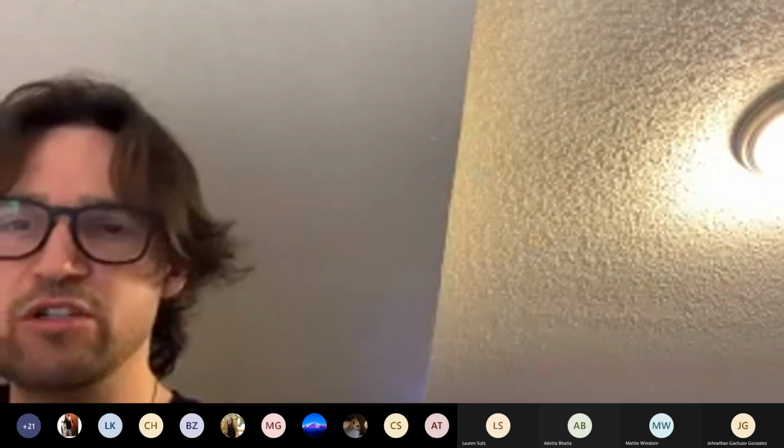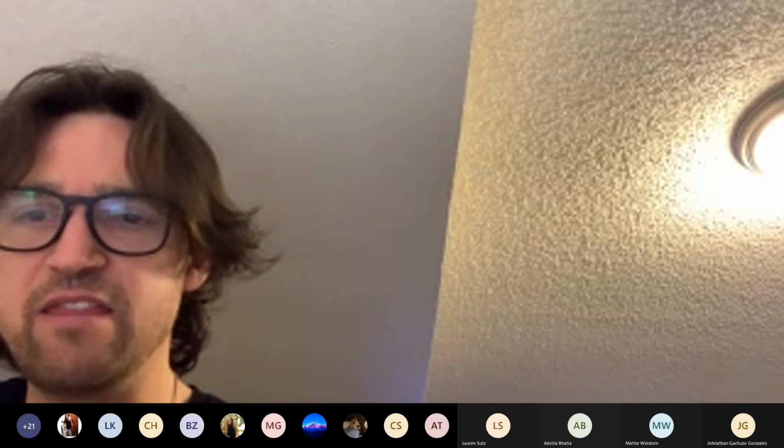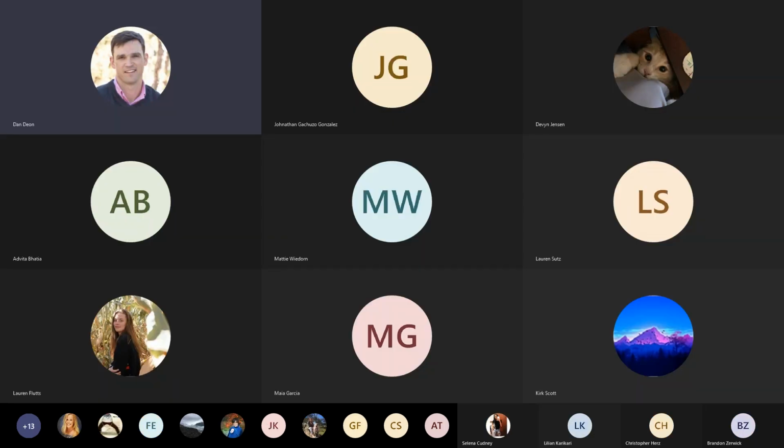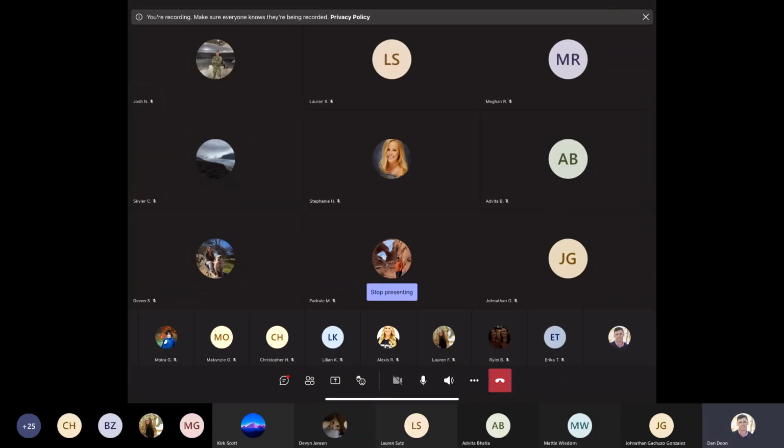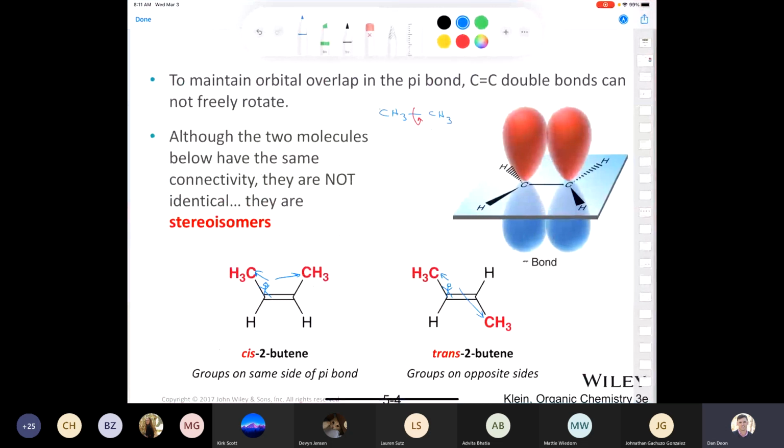And so what's our conclusion? Our conclusion is that these molecules are stereoisomers of one another. They have the same connectivity. However, they have a different arrangement of atoms in space.